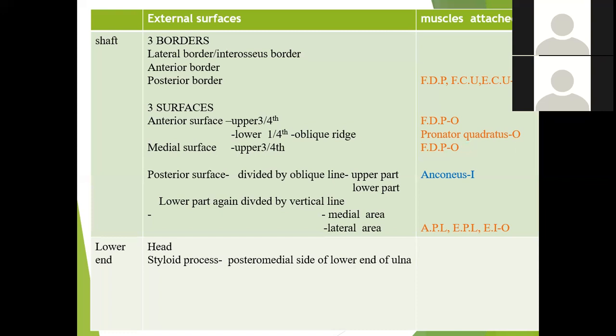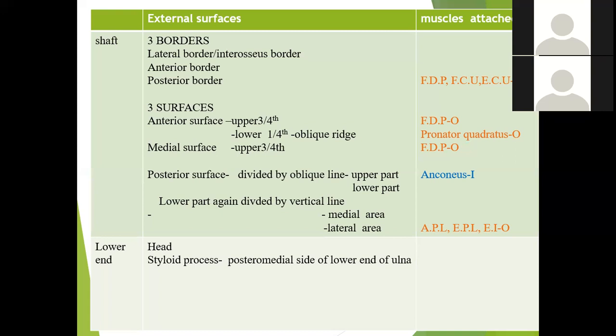So how do we remember whether it is the medial area or the lateral area? One thing you should remember: extensor muscles and abductor muscles always come in the lateral area, because they should come on the posterior or lateral side. So on this posterior surface, we are remembering the lateral area. Please ignore the medial area. Remember, the lateral area gives origin for abductor pollicis longus, extensor pollicis longus, and extensor indicis. So these muscles originate here. Now coming to the lower end, there is no muscle attached.